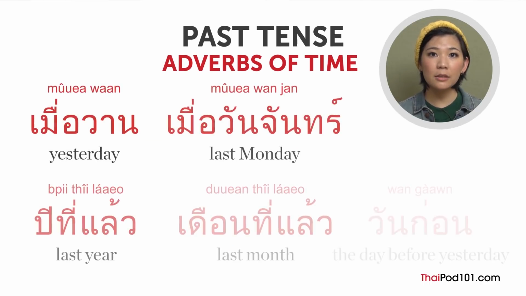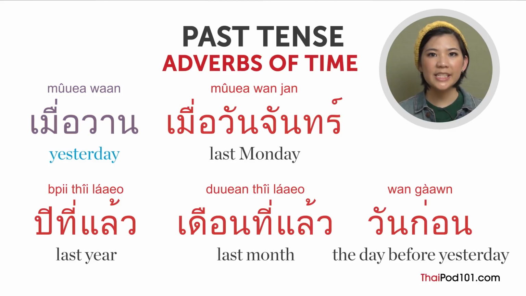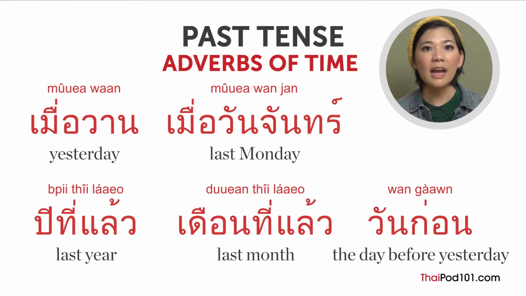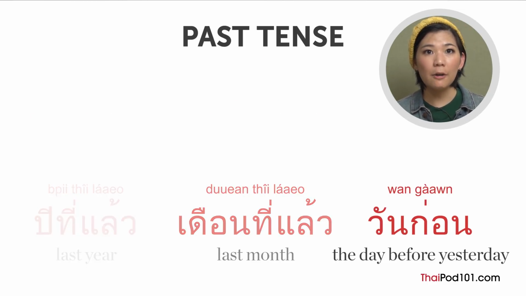To address the past and to distinguish it from the present tense, we use adverbs of time, either at the beginning or end of the sentence. Adverbs of time include เมื่อวาน yesterday, เมื่อวันจันทร์ last Monday, ปีที่แล้ว last year, เดือนที่แล้ว last month, and วันก่อน the day before yesterday. Let's see some examples that show how we can put this either at the beginning or the end of the sentence.